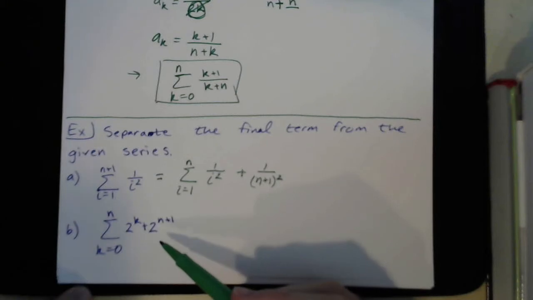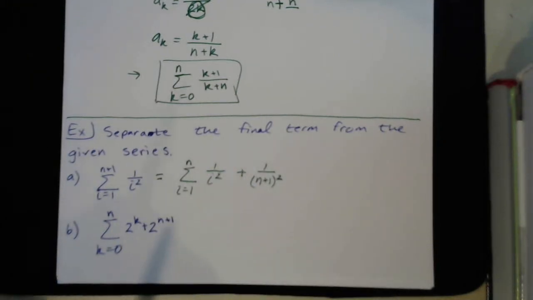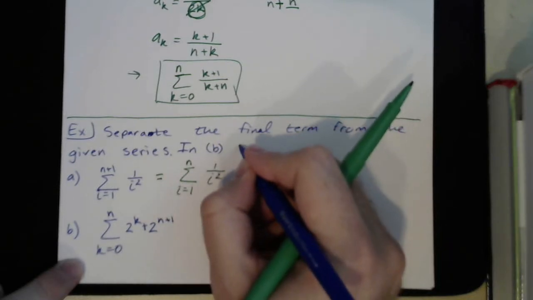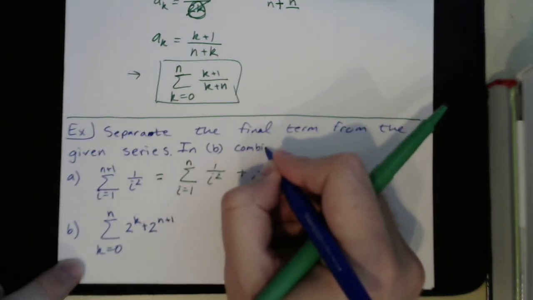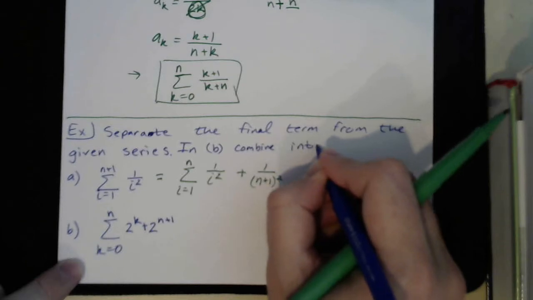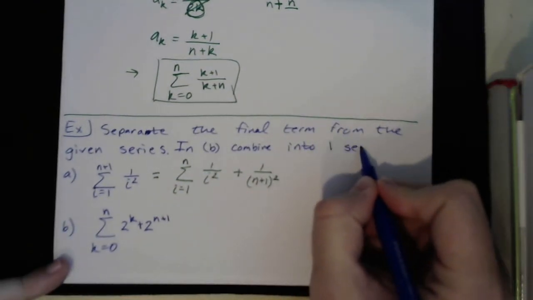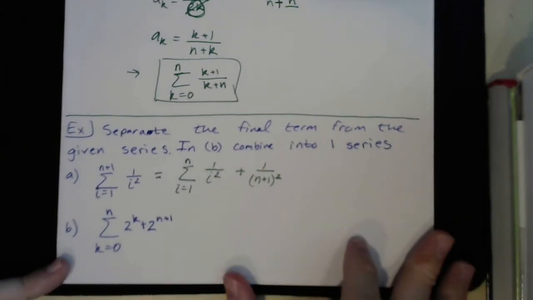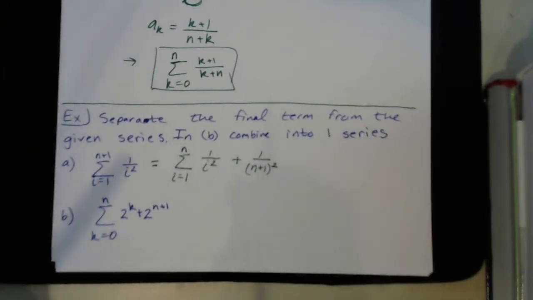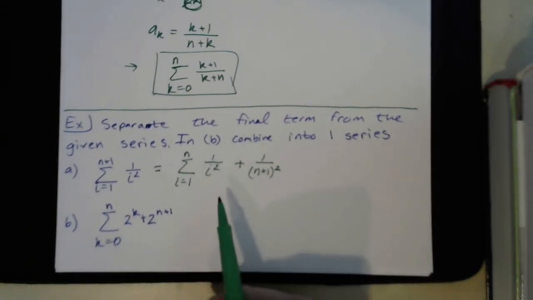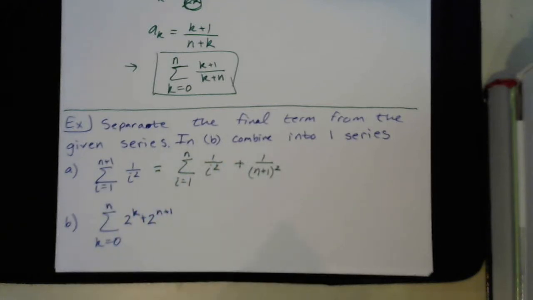So in part B, we're not actually separating. So in B, combine into one series. So we're kind of doing the opposite. And so again here, I want you to pause, try part B, and know that you're going to be going backwards from here to here.